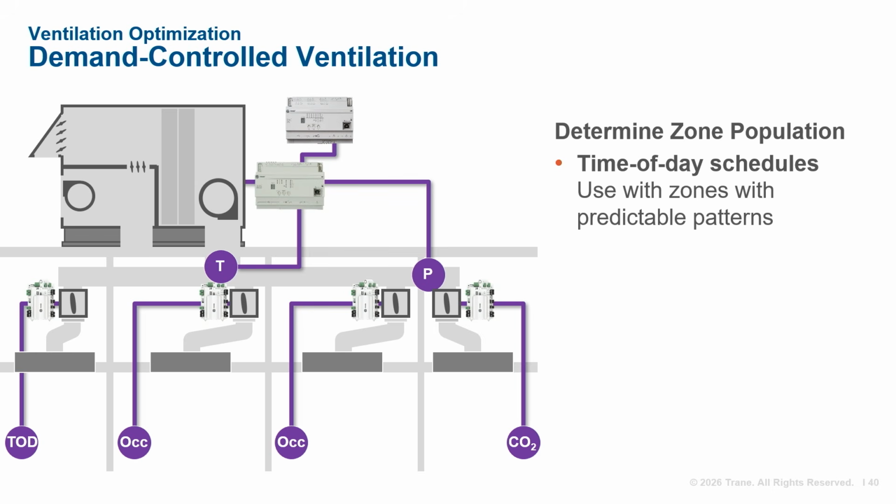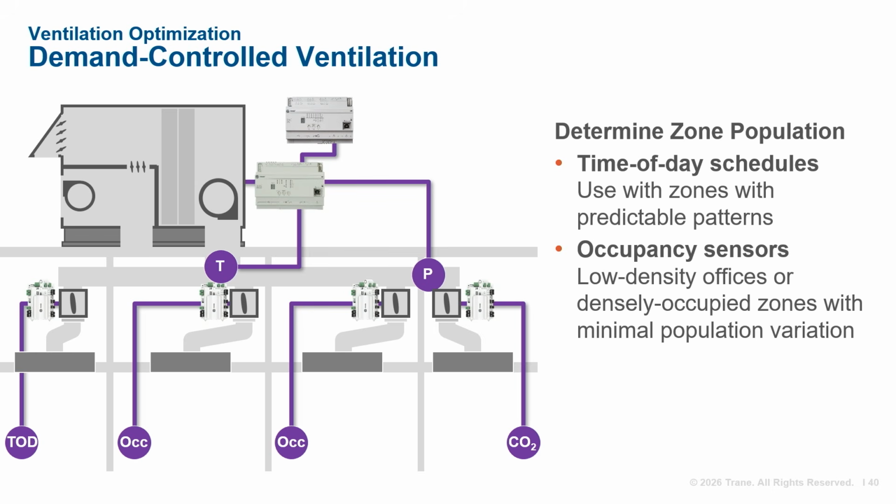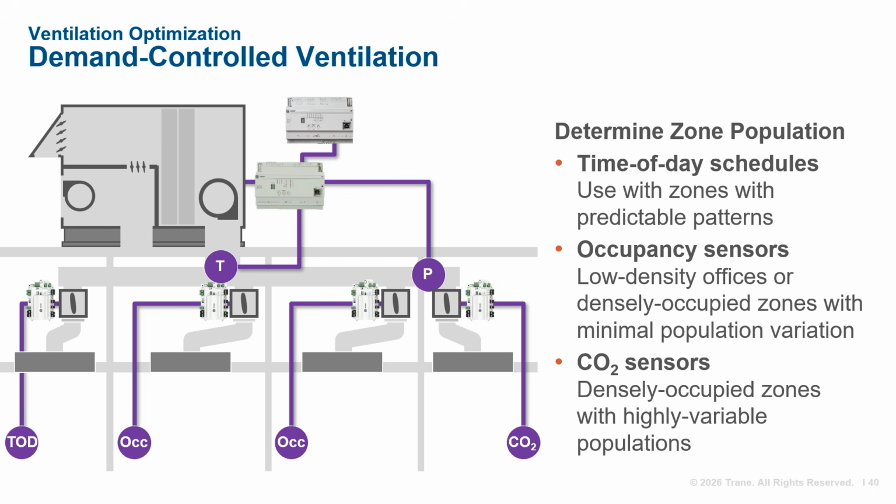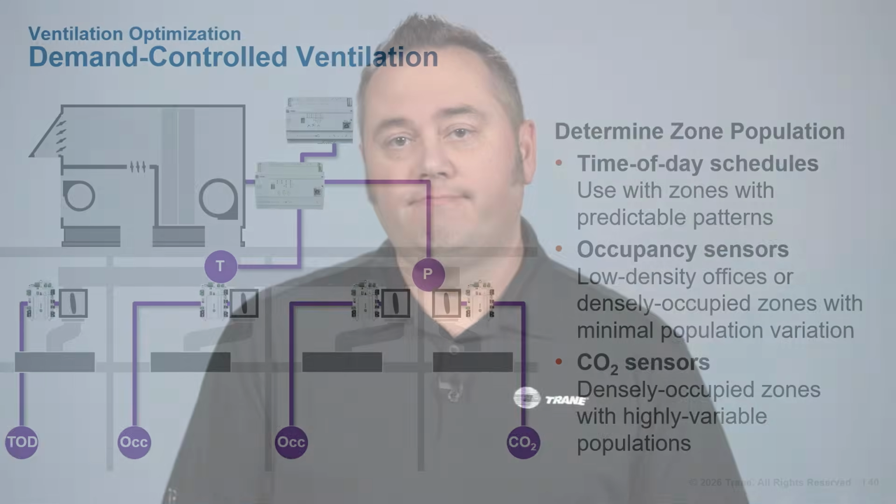population patterns. Occupancy sensors for low-density private offices or densely occupied zones with minimal population variation. And carbon dioxide sensors, which measure CO2 concentration in densely occupied zones with highly variable populations. This gives designers the flexibility to select the right sensor for the right application. And you can even connect to a third-party system that monitors population, like those found in retail or ticket sales.